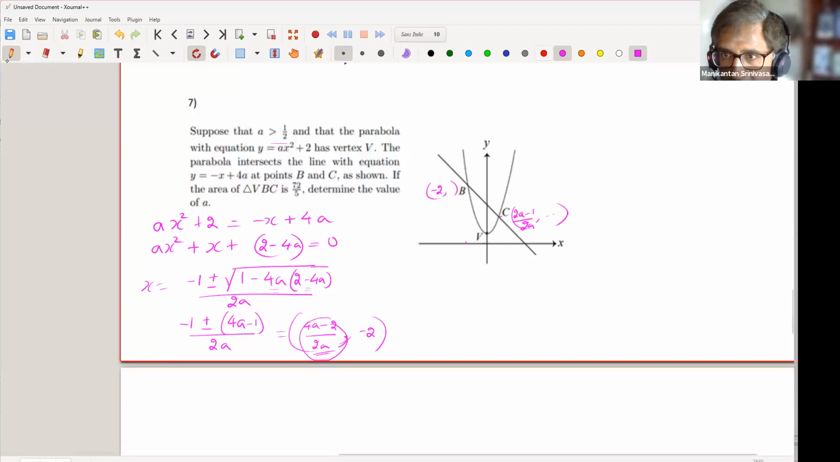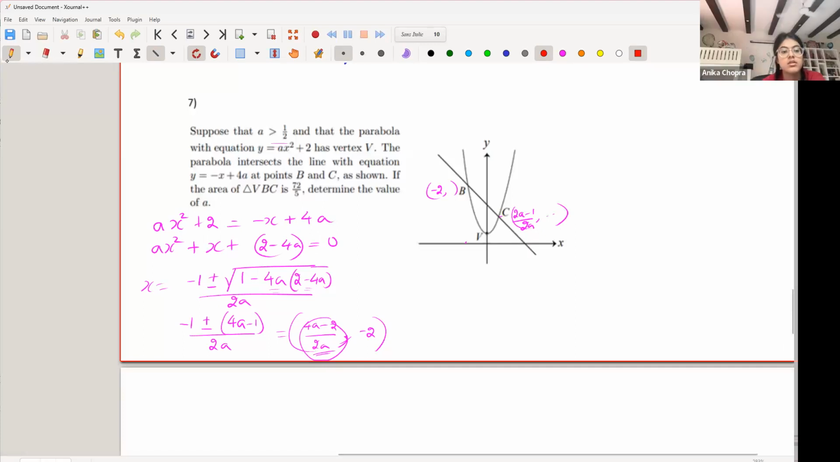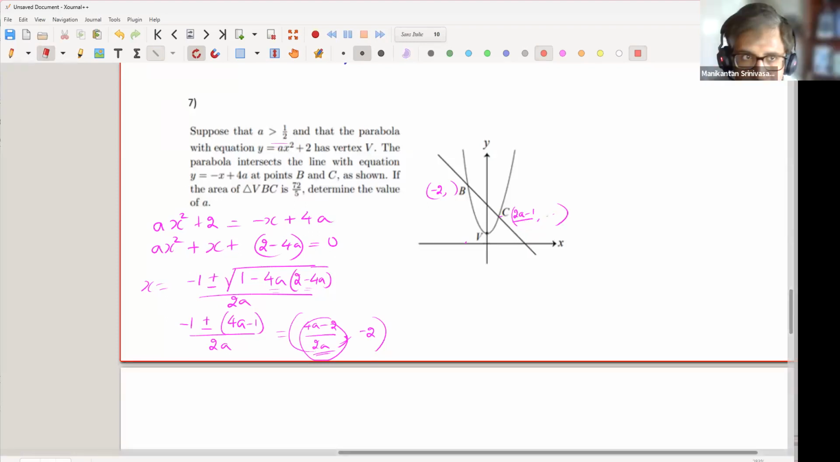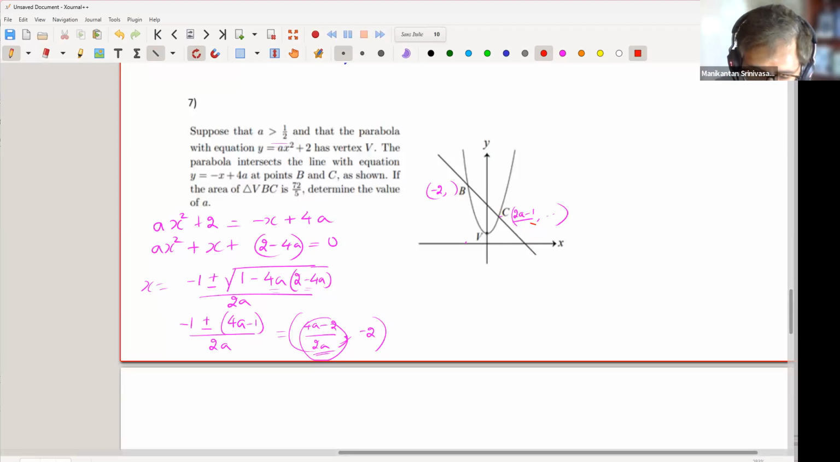Now I just have to find this area, right? Sorry, say that again. 2a minus 1 by a. Oh, 2a minus 1 by a. Yeah, right. Good. 2a minus 1 by a. Thank you. So this is 2a minus 1 by a.